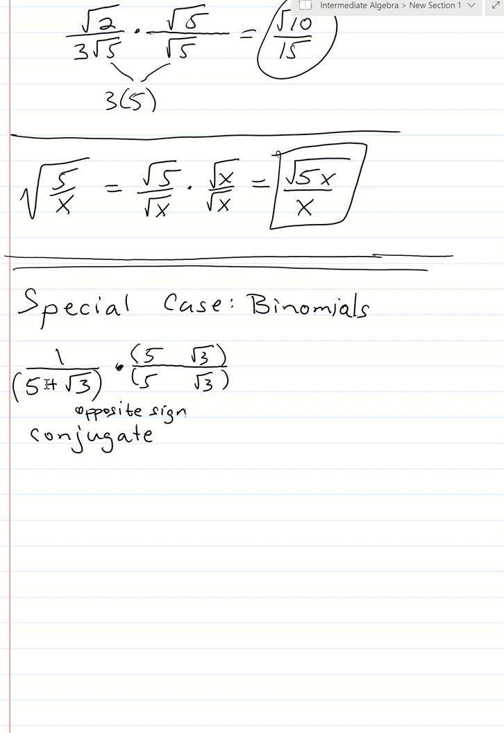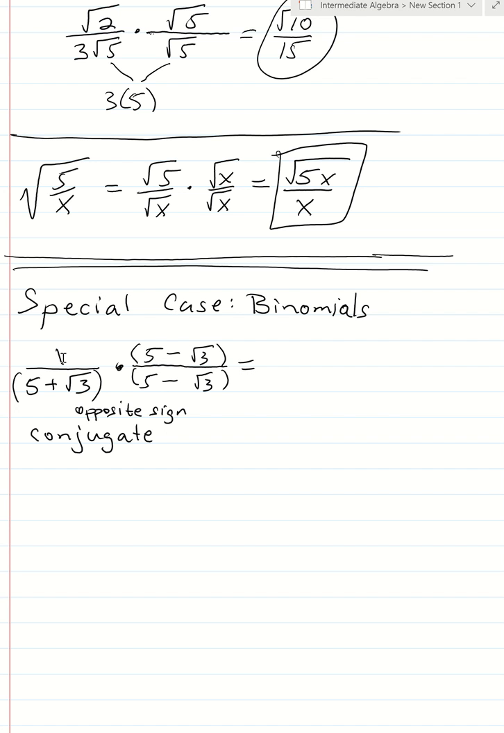So if it's a plus sign here in the original problem, that means the conjugate would have to be 5 minus the square root of 3. Okay? So once again, your conjugate, the first number is the same. The last number of the binomial is the same. The only thing that has to change is the sign that separates them. And since it's a plus sign here, we must use a minus sign here. Well, let's see what happens now.